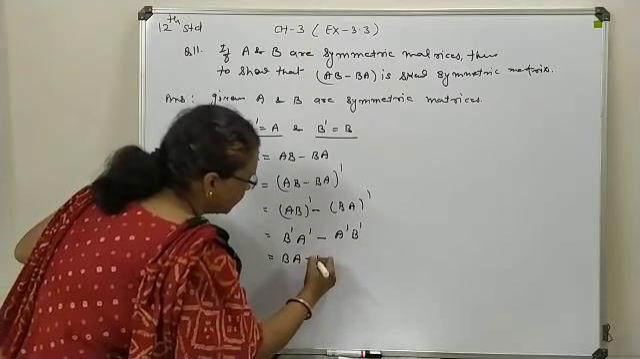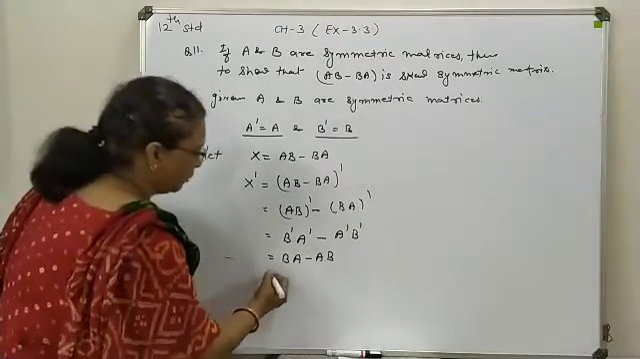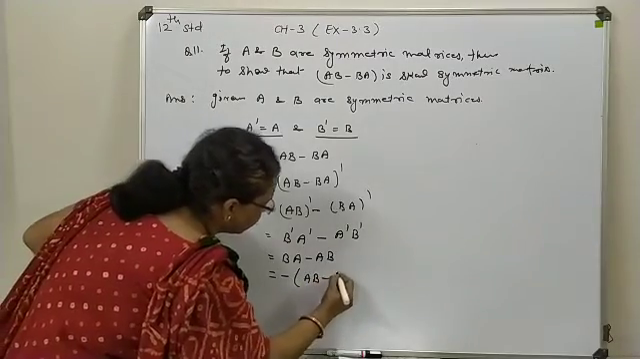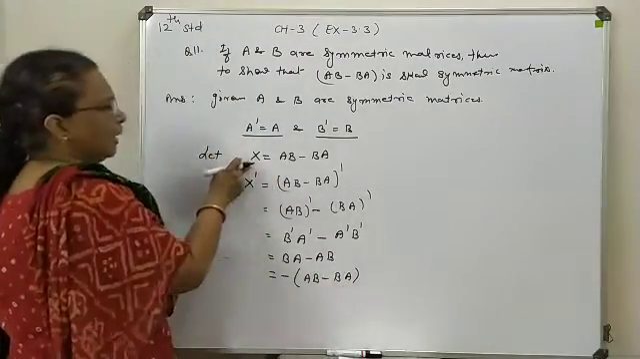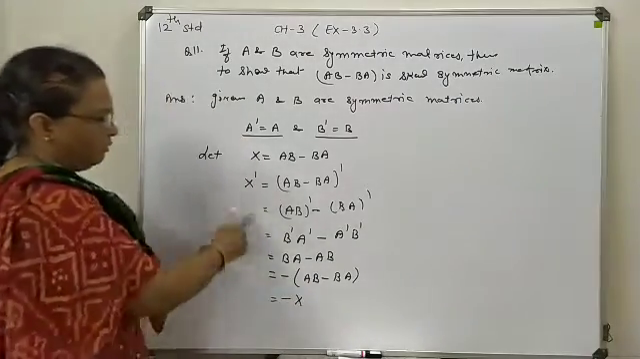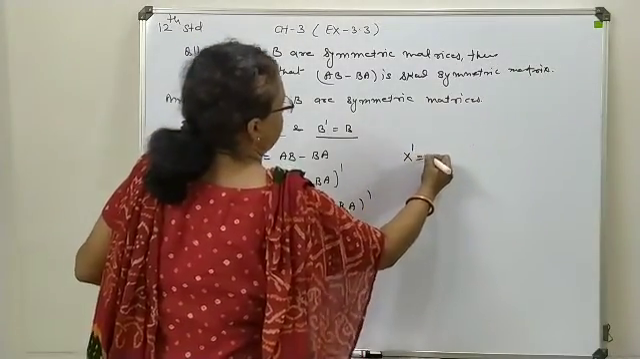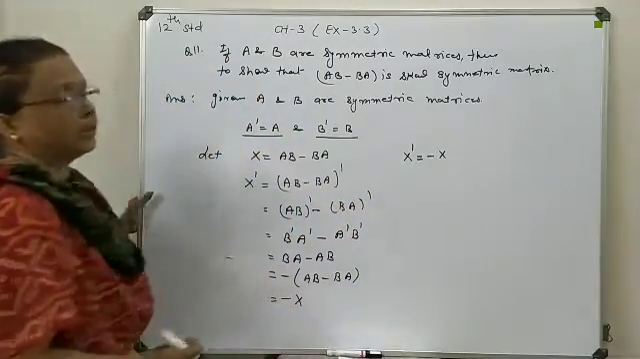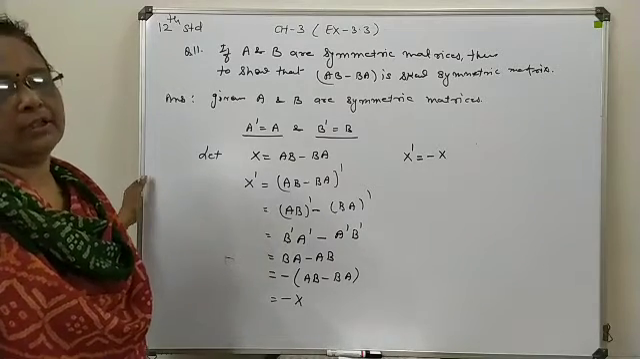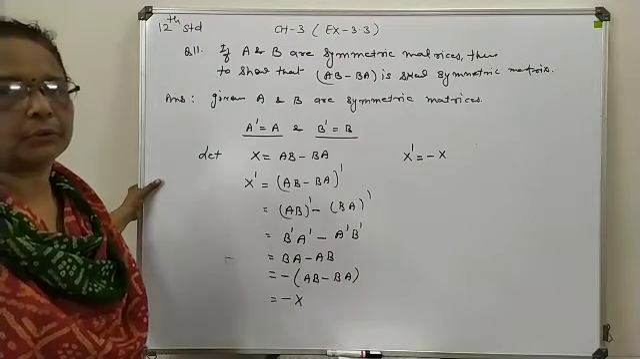This is BA minus AB. Now we take the negative sign common to make it the original X. Taking minus common, we get AB minus BA. This is our basic X, so substitute here. This will be minus X. So the relation we have generated here is that X transpose is the same as negative of X, which means it satisfies the condition for the given matrix to be skew symmetric.